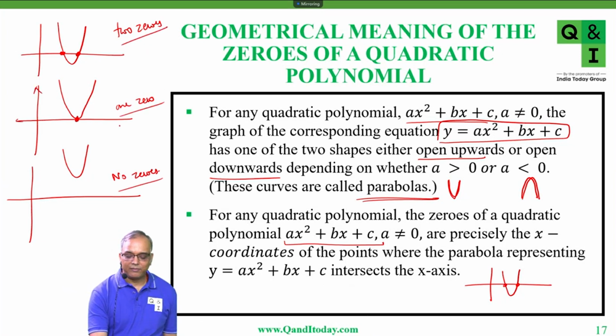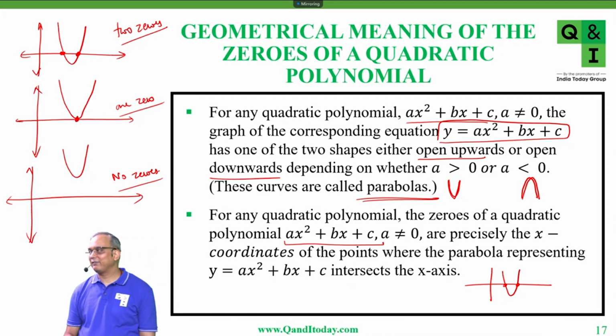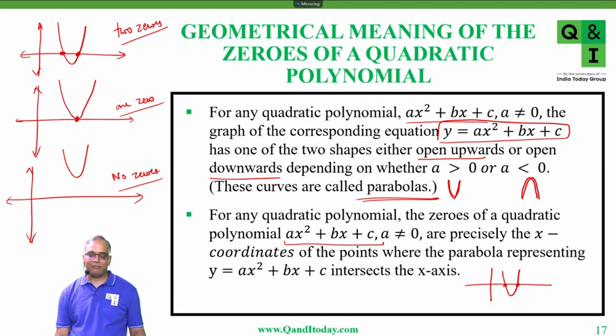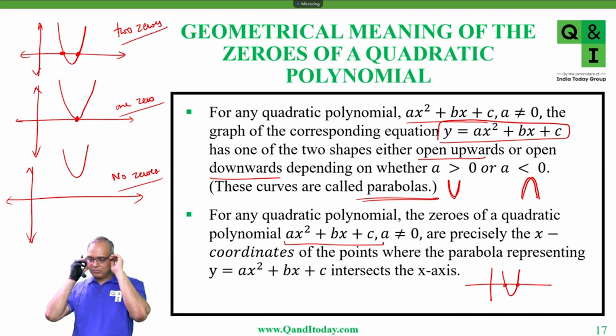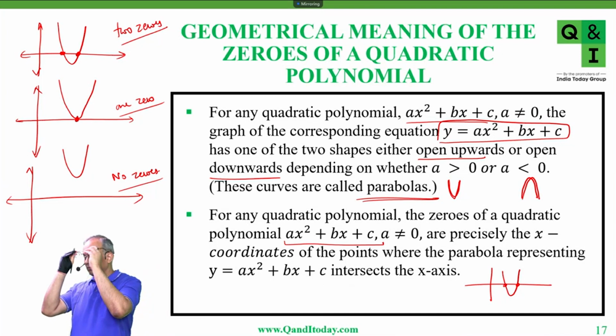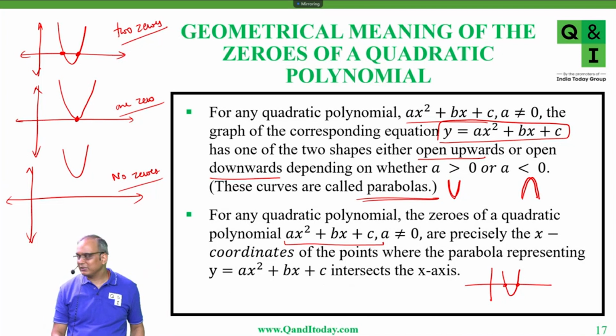Is it clear to everyone? When the parabola cuts the x-axis at 2 points, there will be two zeros. When it cuts at 1 point or touches at 1 point, there will be 1 zero. And when it does not touch the x-axis at all, there will be no zeros. Clear, students? Is it okay? You have understood the concept?